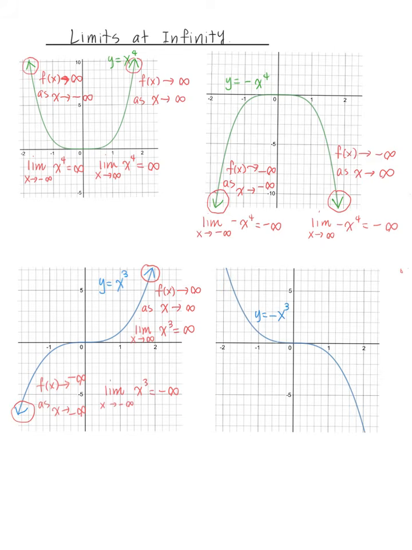So here's the graph of y equals negative x cubed. Now what we want to do is describe the tail end behavior of this graph. So I really want you to pause the video and try this.